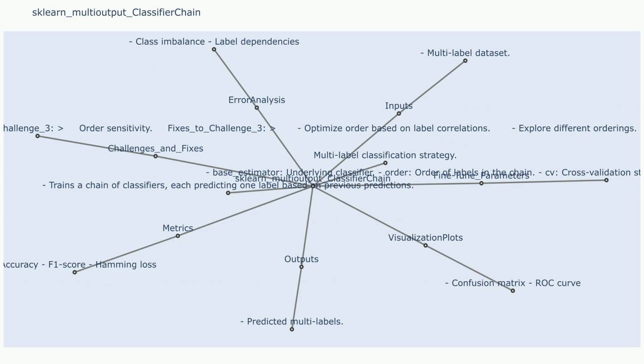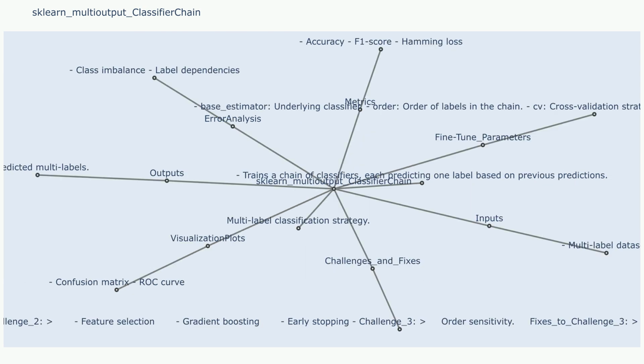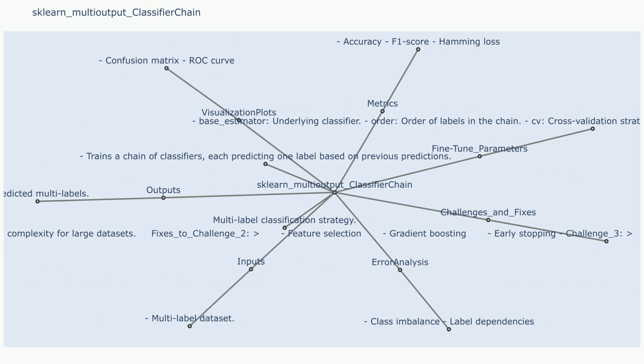The ordering of the outputs determines the chain of predictions. The first classifier in the chain only receives the original input features. Each subsequent classifier gets the original input features plus the predicted outputs from the previous classifiers. This allows the chain to take advantage of dependencies between the output labels.